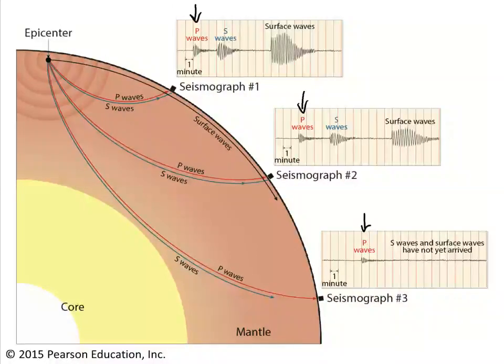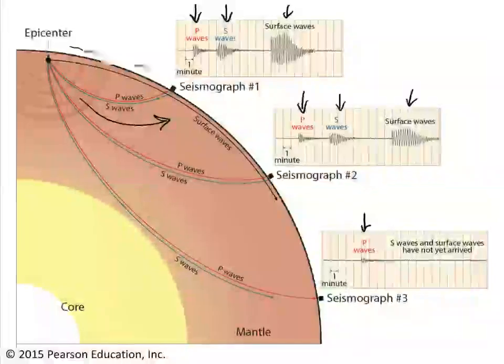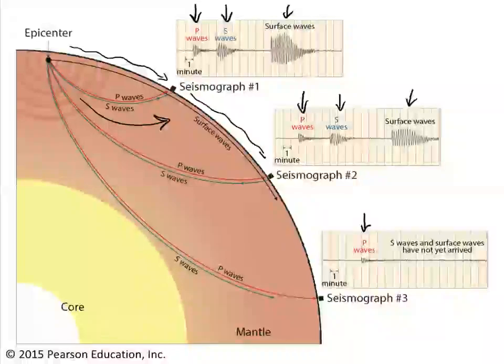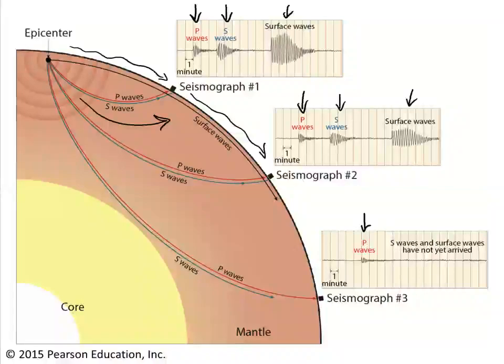Second is the S waves. S waves are also body waves, meaning that they travel through Earth's interior, just like P waves, but they're a little bit slower, so they show up second. And then lastly, there are the surface waves. Surface waves are the slowest of the earthquake waves, and they only travel along the surface. So they do not travel through Earth's interior.